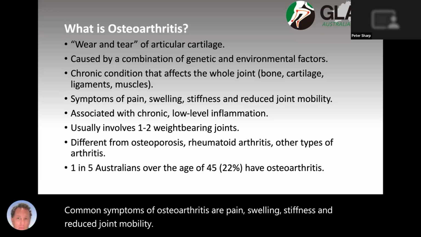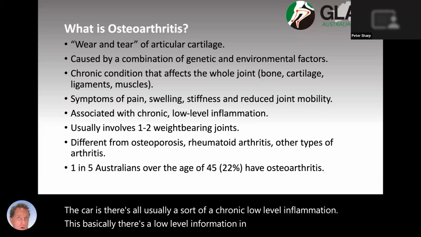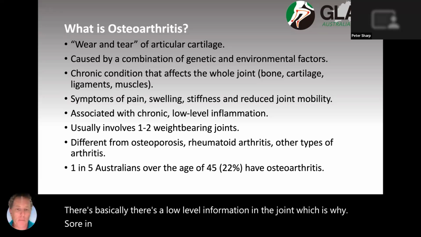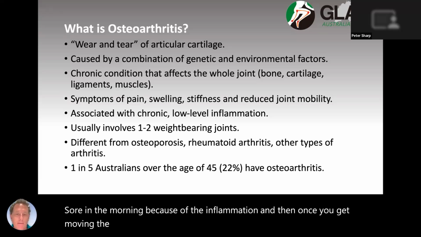As well as the wearing out of the cartilage, there's usually a chronic low-level inflammation in the joint, which is why people with arthritis commonly find the affected joint is sore in the morning because of the inflammation, and then once you get moving, the inflammation improves and your knee or your hip feels better.